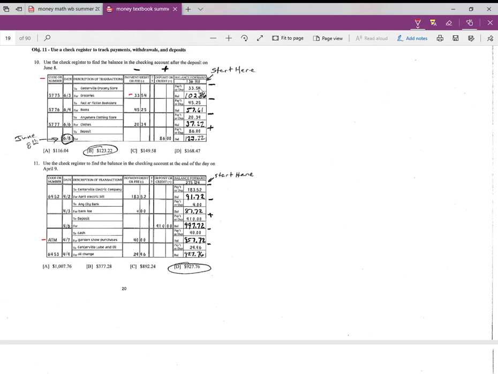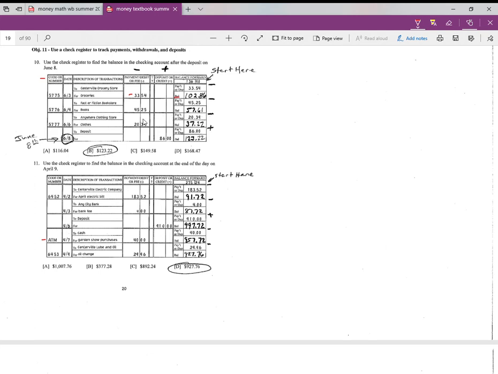Now some check registers look a little different. They might not have 2 lines here. They're just counting on you knowing that you take this number up here, you wrote a check, you're going to minus this $33.54, and your new total or balance, which is the BAL, is $102.86. So that's what you have at this point. Now they write another check out, $45.25. So you see the same number in both these spots. You take the $102.86 minus $45.25, and now you have $57.61 left.